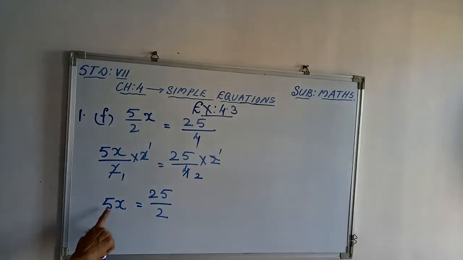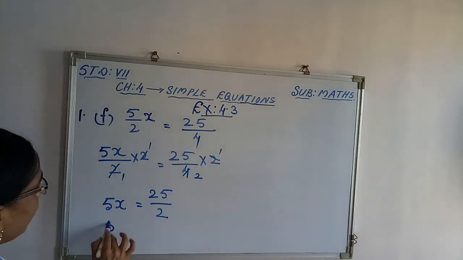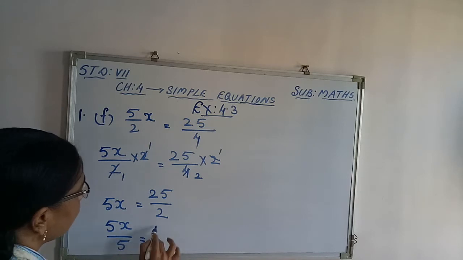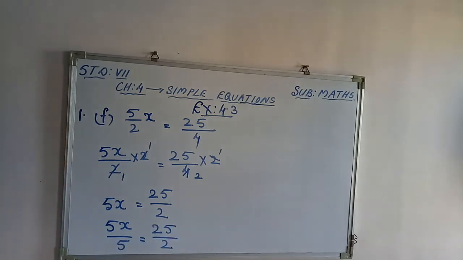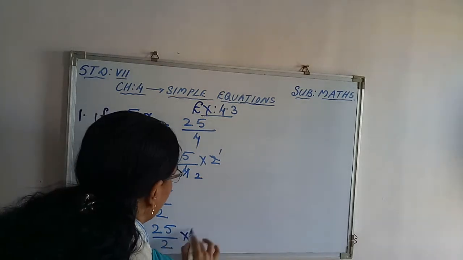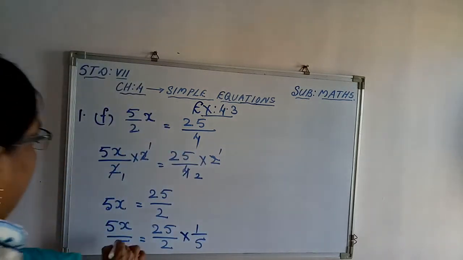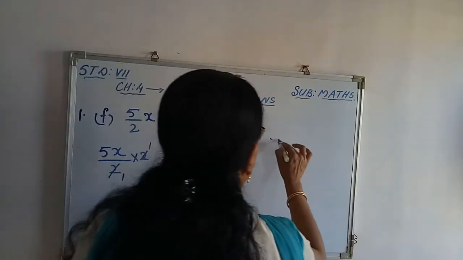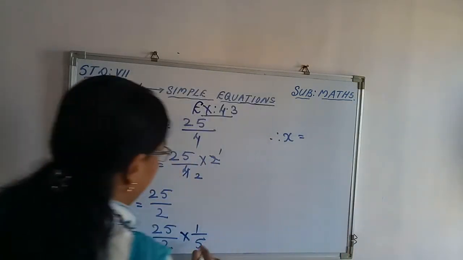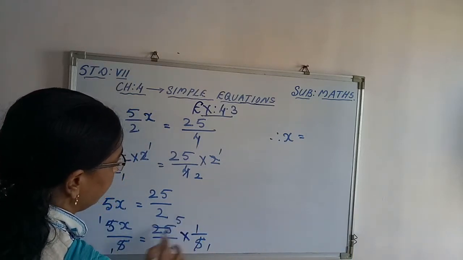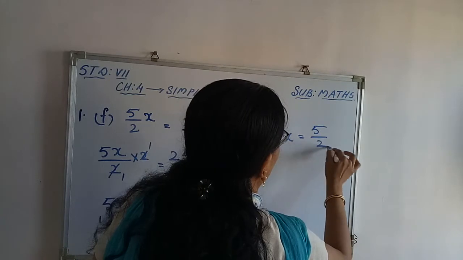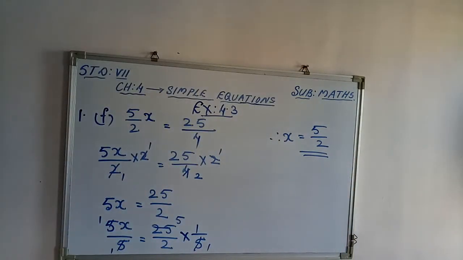Isn't it? Now divide both the sides by 5. So we get 5x upon 5 is equal to 25 upon 2. Dividing by 5 means, we have already learned in fractions, multiplying by 1 upon 5. So here 5 and 5 get cancelled. We get, therefore, x is equal to, here see, 5 ones are 5, 5 fives are 25, so we get 5 upon 2. So x is equal to 5 upon 2 is the solution of the given equation 5 upon 2 x is equal to 25 upon 4.